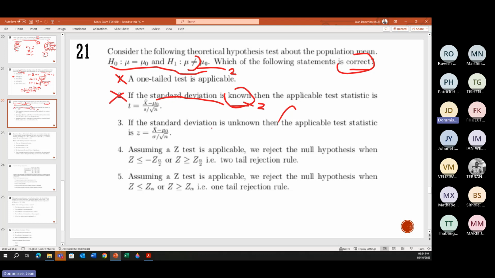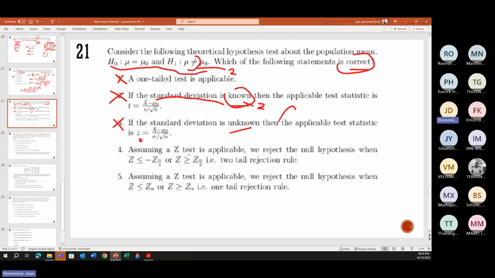So if the standard deviation is unknown, we work with a T. Here I just swapped it around. With different questionnaires, I can have one of these as correct and the other as incorrect. So just be very careful with these, especially with the wording. Okay, so let's look at this one.